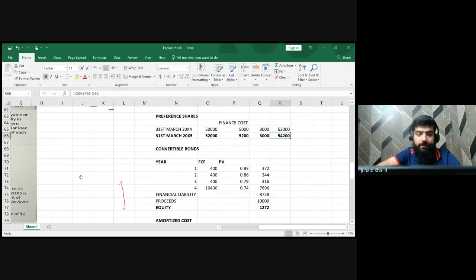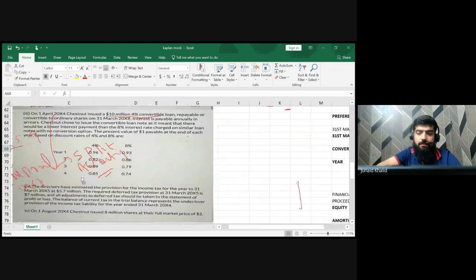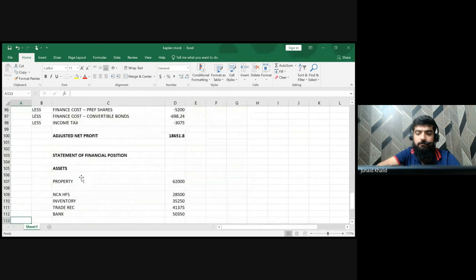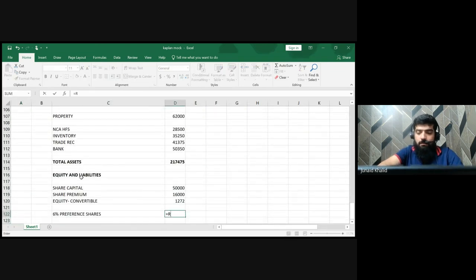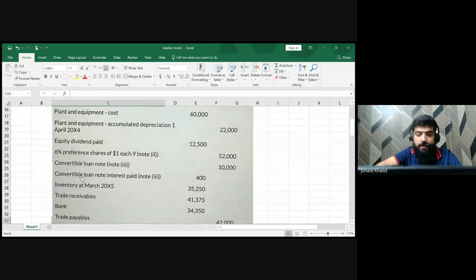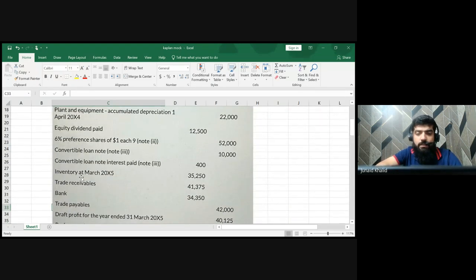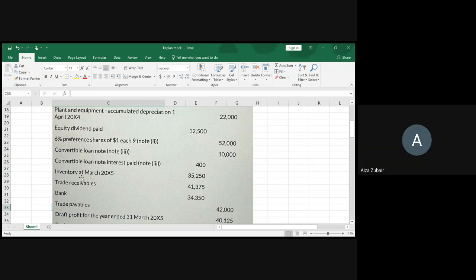54,200. Very good. It's R66. Okay, great. Anything else? 6% preference shares that we have written. Anything else? Whether there will be a convertible loan note? No, we did the convertible.